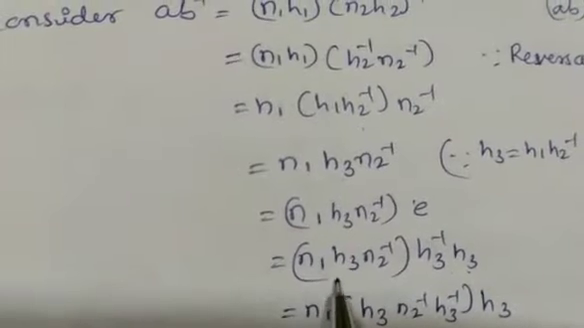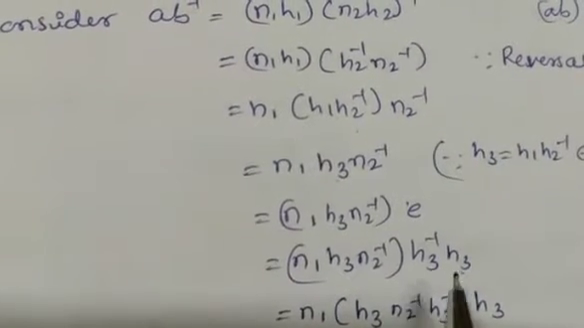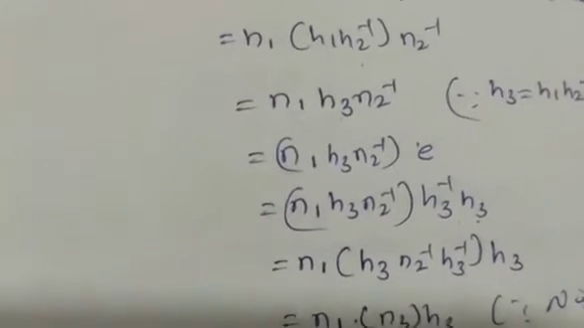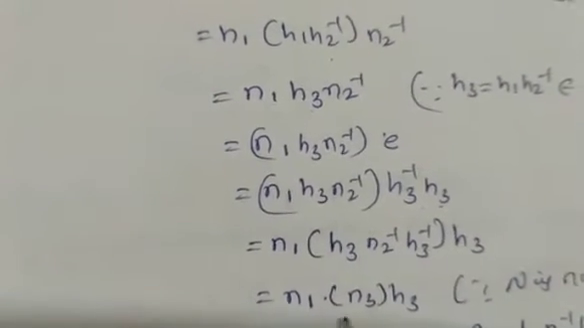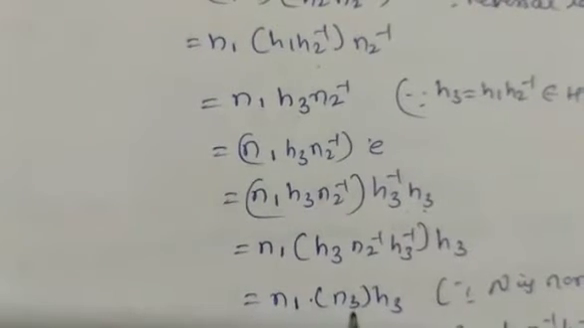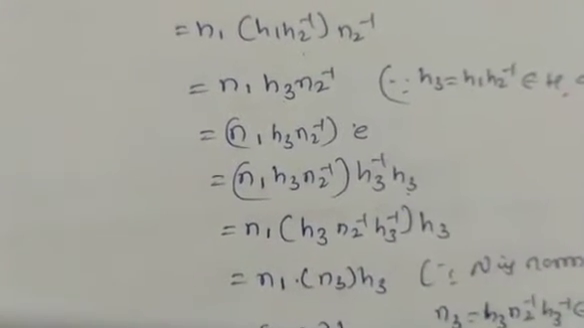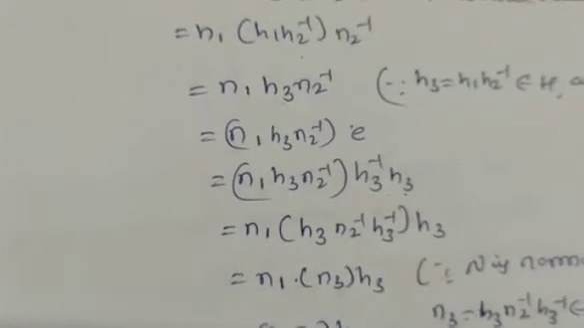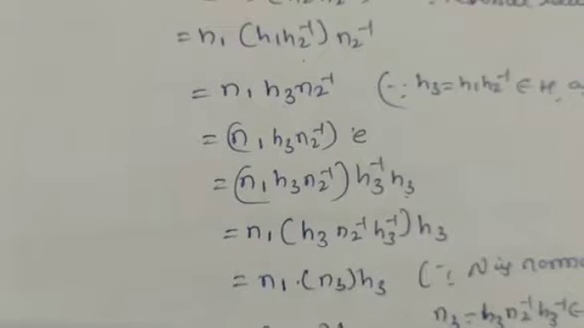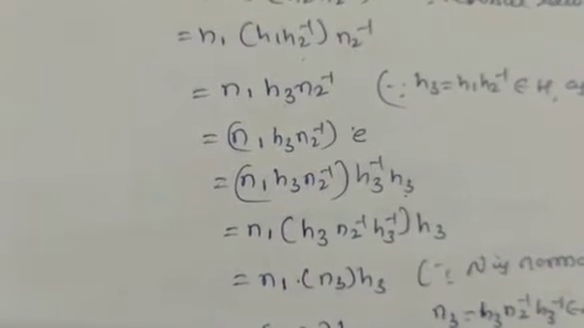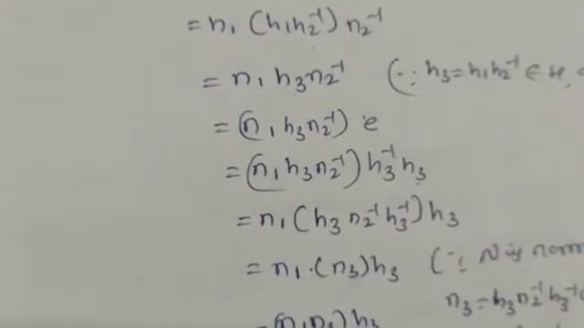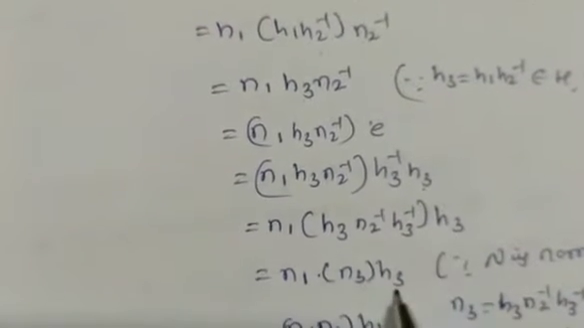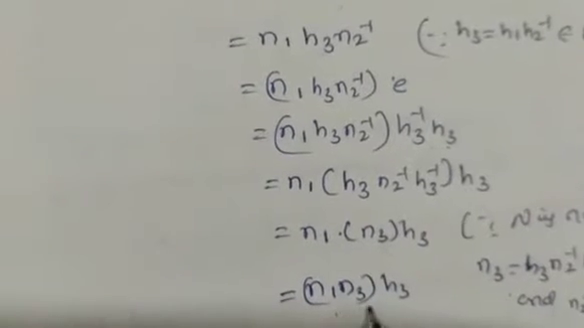This is n1, this h3 as it is, n2 inverse, take h3 here, h3 inverse, and this h3 as it is. So it is equal to n1, and this is nothing but n3, because we know N is a normal subgroup in G, and n3 is equal to h3 n2 inverse h3 inverse, which belongs to N for all h3 belonging to H and n2 inverse belonging to N. This you studied in previous theorems. So it is n1, we can take this one as n3 times h3. So n1 times n3 times h3.